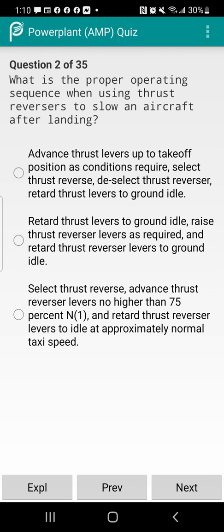What is the proper operating sequence when using thrust reversers to slow an aircraft after landing? Let's see. Advance thrust levers. Take up position. Required. Thrust reverse.